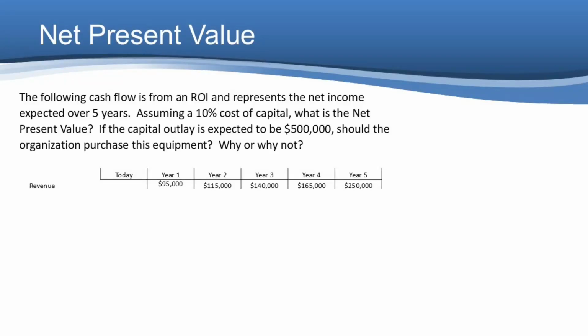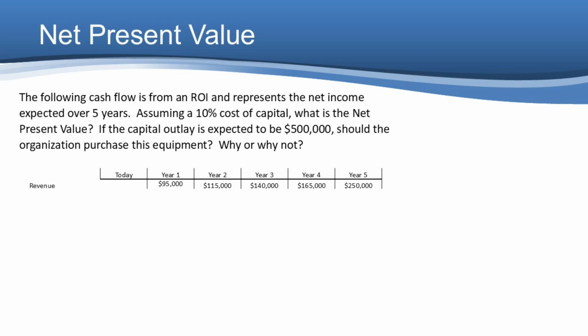We will revisit this concept in Week 9 during our discussion on capital budgeting. Since we are practicing the calculations now, let's review net present value. The goal is to understand the net present value of a cash flow over a period of years. This example comes from an ROI, or return on investment analysis, which helps us decide whether to use our capital dollars for a specific project.